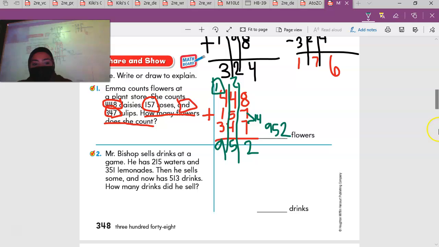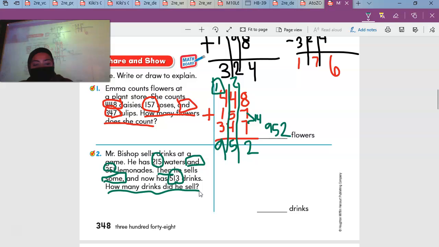All right. Number 2, Mr. Bishop sells drinks at a game. He has 215 waters and 351 lemonades. Then, when I see then, I know it's going to be a 2-step problem. Then he sells some. Do I know how many? No, I just know he sold some. And now he has 513 drinks. Huh, interesting. How many drinks did he sell?